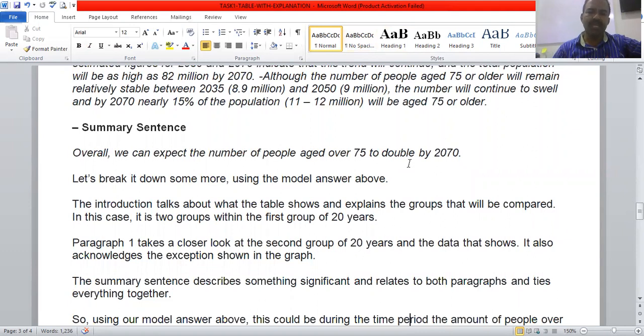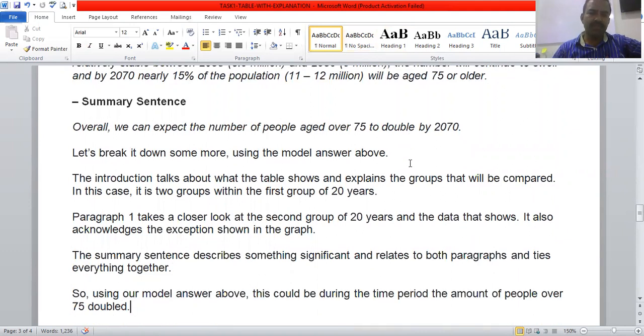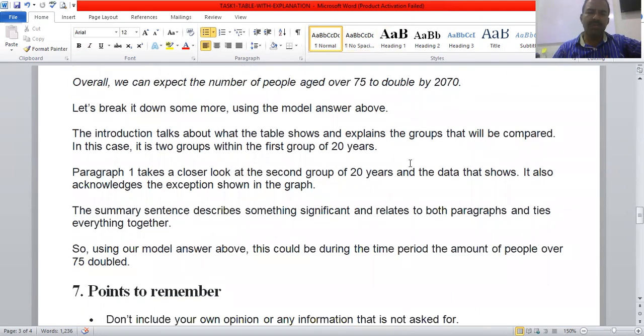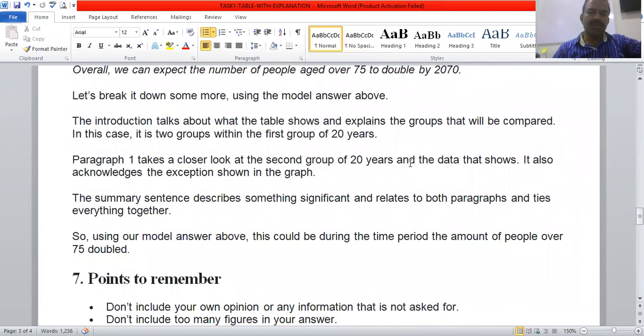That means they will double in 2070. This was told in the summary. Let's break it down some more using the model answer above. The introduction talks about what the table shows and explains the groups that will be compared, in this case two groups within the first group of 20 years.